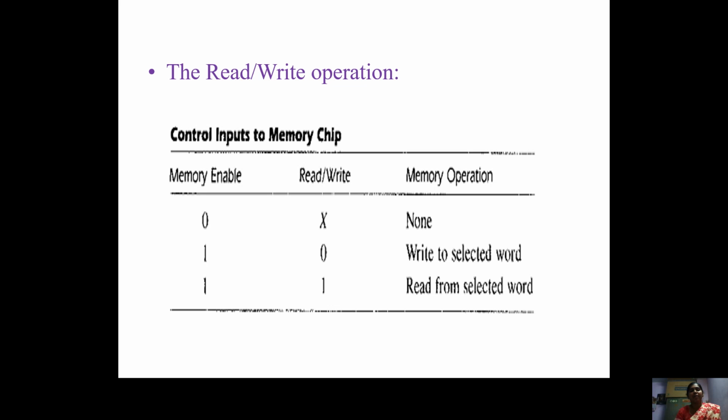And when memory is enabled and read or write is 1, since here read is 1, we can read the information stored at a particular address. So the selected word can be accessed at the data output lines whenever read or write is 1.